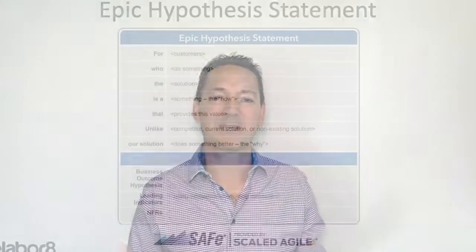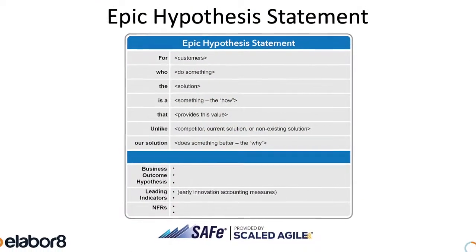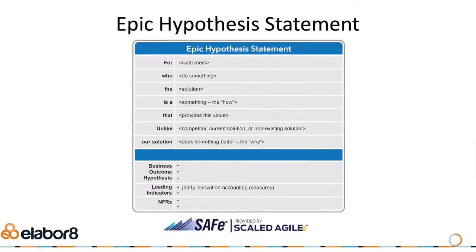So one method to write up an epic is called an epic hypothesis statement. Now, I'm not going to go into the details of that format, but I will include a link at the end of this presentation if you would like more information. So with epic, we write it up as an epic hypothesis statement. With a feature, we tend to write that up with a short phrase, a benefits hypothesis statement, and some acceptance criteria. So that's the format for the feature.